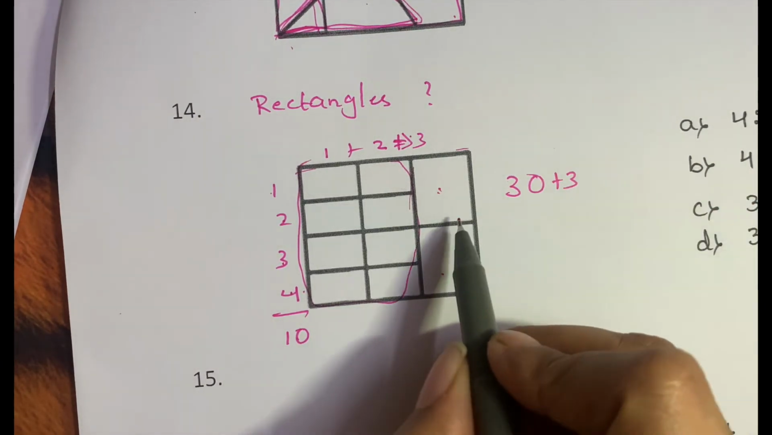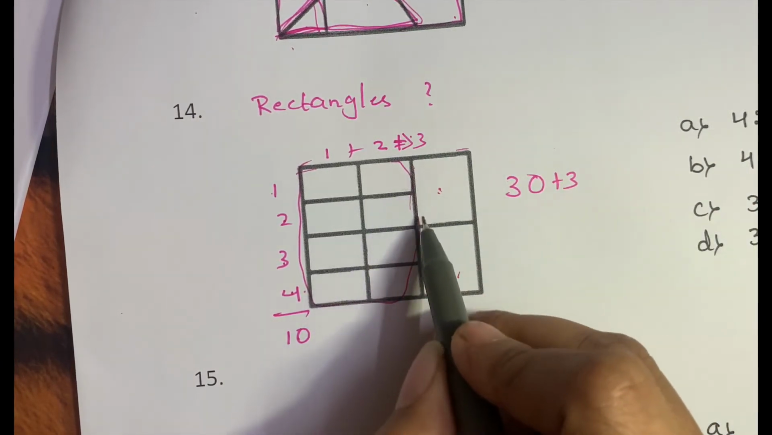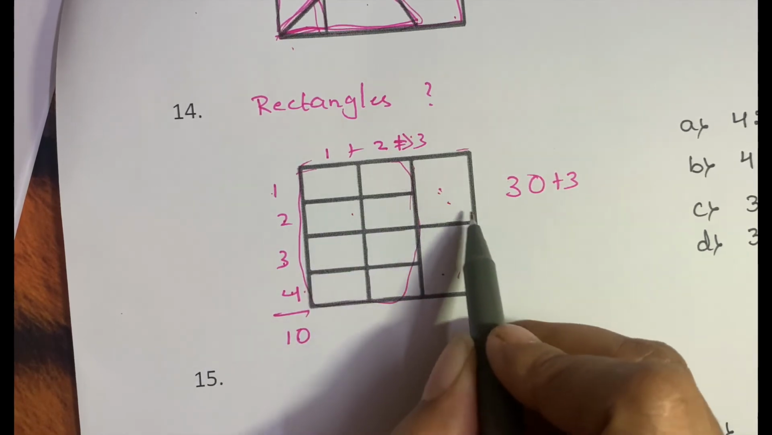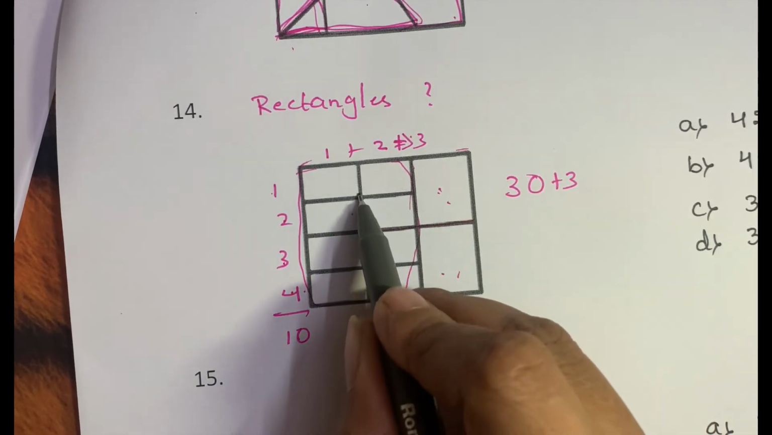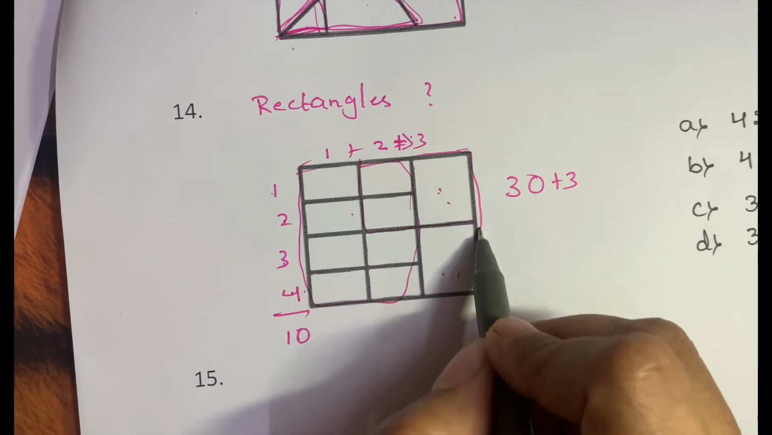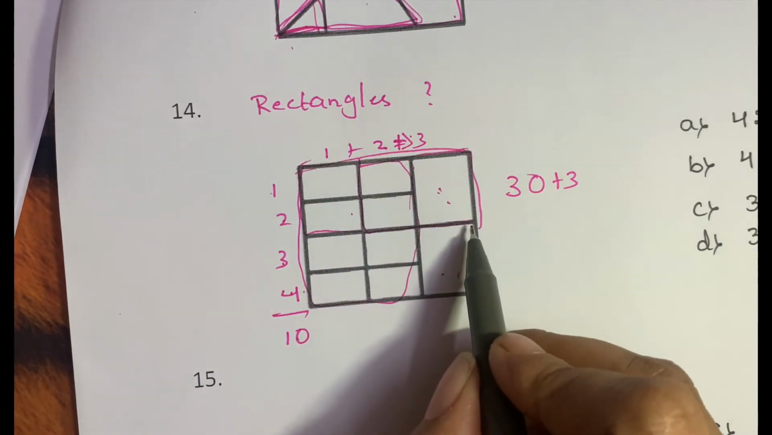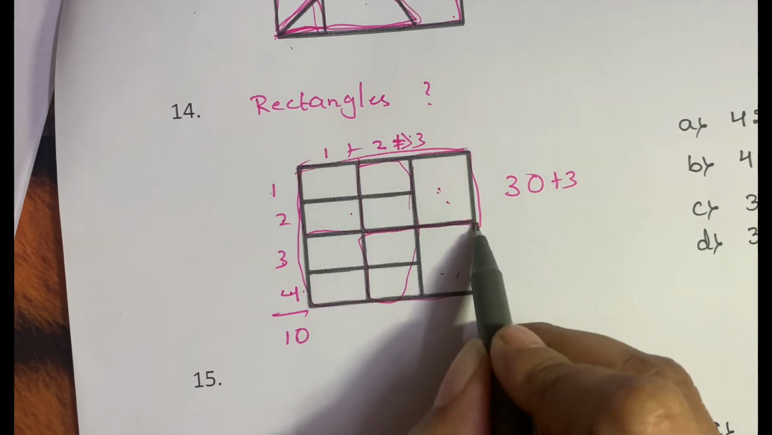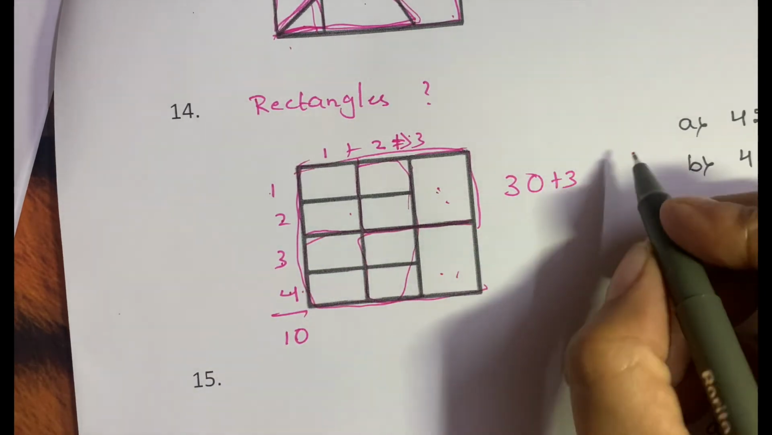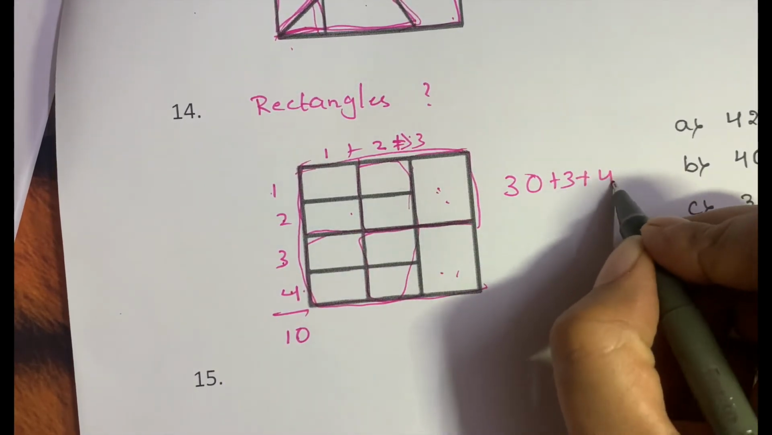Then look, this is the common wall between this box and this box, isn't it? So one more rectangle can be formed here. This is one rectangle, 1, and this is 2. Similarly, 3 and then 4. So we shall write it here.